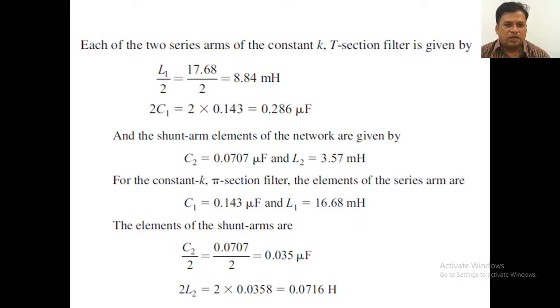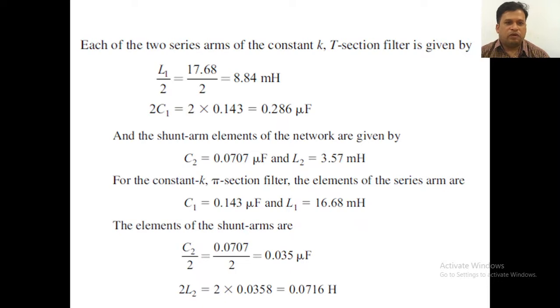And here the shunt arm elements of the network are given by C2 equal to 0.0707 microfarad and L2 equal to 3.57 millihenry. For the constant K pi section filter, the elements of the series arm are C1 equal to 0.143 microfarad and L1 equal to 16.68 millihenry. The elements of the shunt arms are C2 by 2, that is 0.0707 by 2, which is 0.035 microfarad. Now 2L2 is equal to 2 into 0.0358, that is equal to 0.0716 henry.